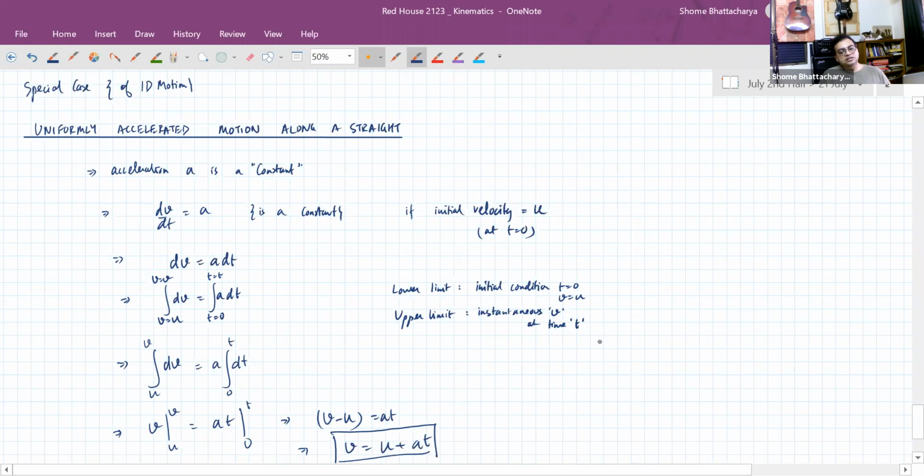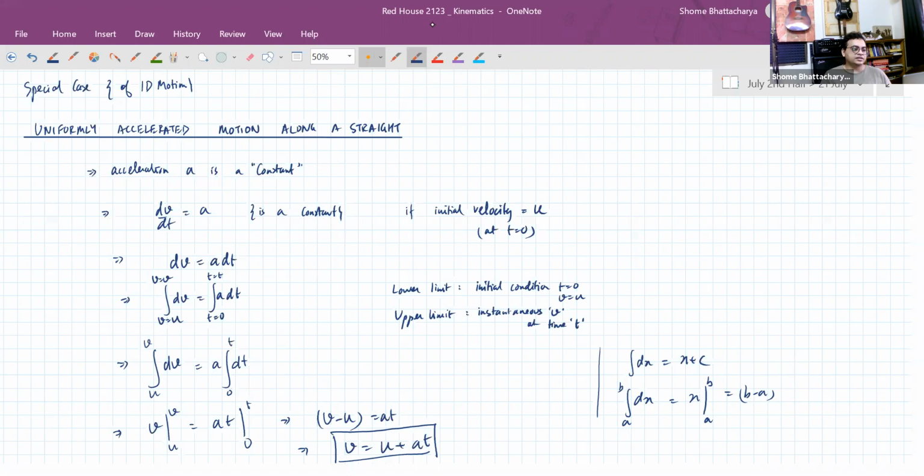So again, this kind of integration has been used here, that integration of dx is x plus c. So integration of dx from, let's say, a to b will become x from a to b. So that is b minus a. So this type of definite integration has been used in both the left hand side and the right hand side. Small a is just a constant here.